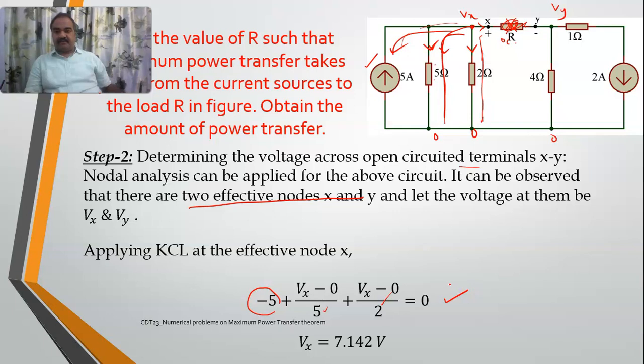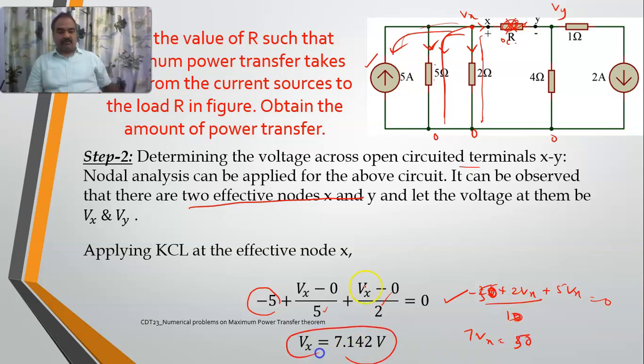This is my equation. This entire equation is only in terms of Vx. So if I solve it, I can take LCM as 10. So this will become -25, this will become 2Vx, this will become 5Vx is equal to 0. So 7Vx is equal to 50. Vx is equal to 7.142 volts.